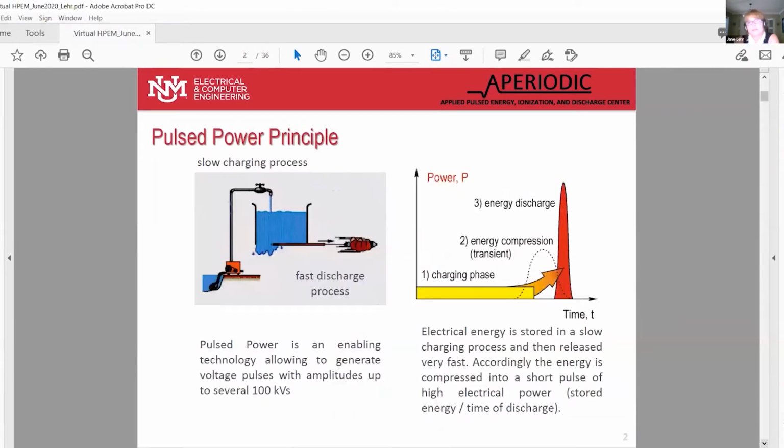I'll start first by talking about the pulse power principle for anybody who's not familiar with that. Pulse power is an electrical technique where you store energy up very slowly and then you release it very quickly. And in order to do this, there's quite a large number of specialized techniques that we use.